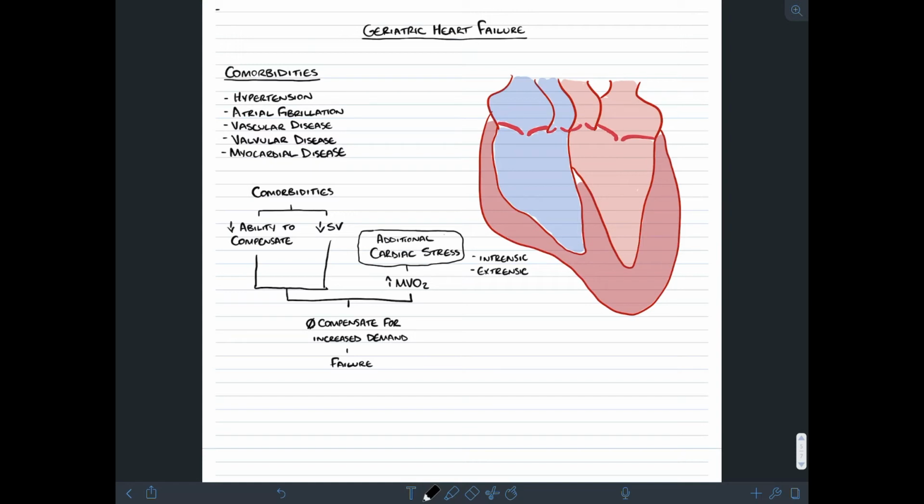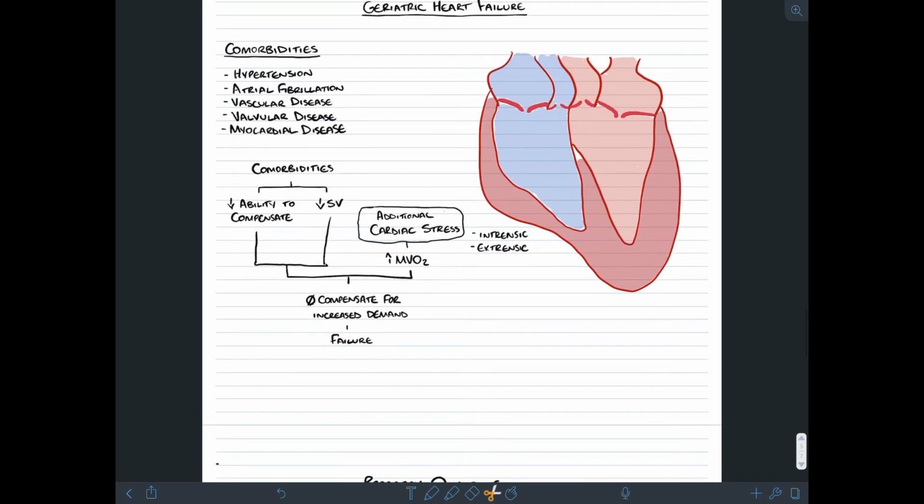So since this is occurring, when we add additional cardiac stress, which could be intrinsic or extrinsic, so it could be within the heart, it could be sympathetic innervation, or it could be extrinsic, so it could involve exercise, running up the stairs, fight or flight reactions, that kind of thing. So any sort of cardiac stress that is added on will increase our MVO2 demands. And since our heart now has a decreased ability to compensate for these demands, heart failure will occur. And that is why we have increased heart failure within geriatric patients.